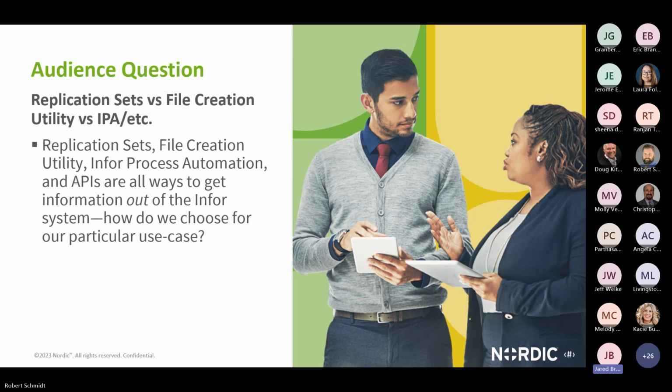And then if we went even farther, there's things like Infor process automation, there's things like ION data flows, there's things like APIs. Those all get even more granular. So that's how we like to think of replication sets on that spectrum of all the tools to extract data. Where do these different things fit in for the particular use case I'm thinking of?